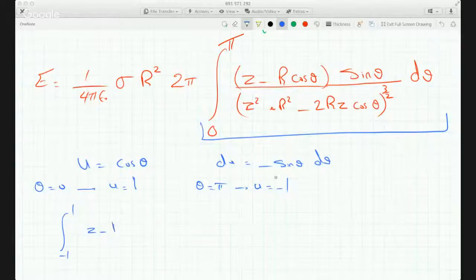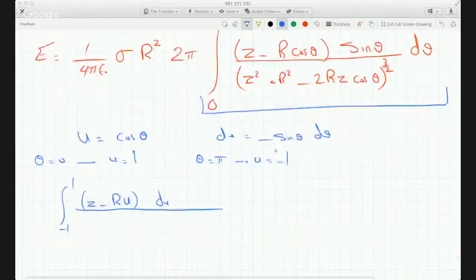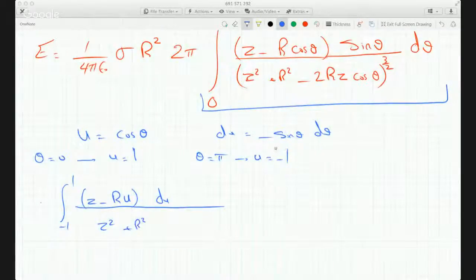Z minus r u. Actually, what I did is I have a minus du, and I have it going from 1 to minus 1, so I will flip the bounds at the cost of a minus sign. So I don't have to put the minus sign for the du. So du over z squared plus r squared minus 2rzu. Remember, z and r are constants here. And this is raised to the 3/2.